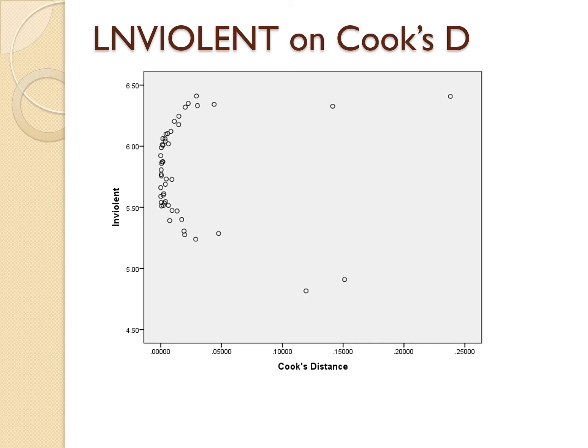Here's the first one, Cook's D. On my dependent, on the y-axis, I put the log of violent crime rate, because this is about how the y variable affects the model. And then I put Cook's D on my x-axis, and I see 4 points standing out away from the main cluster of points.